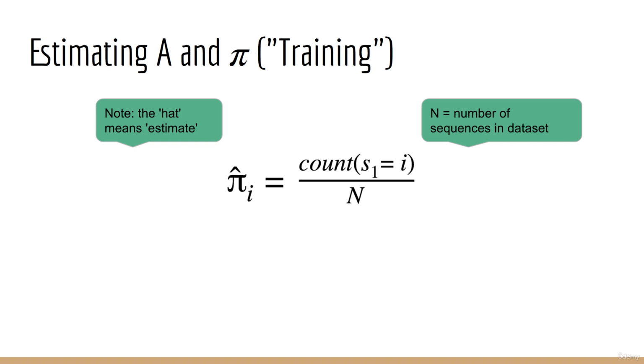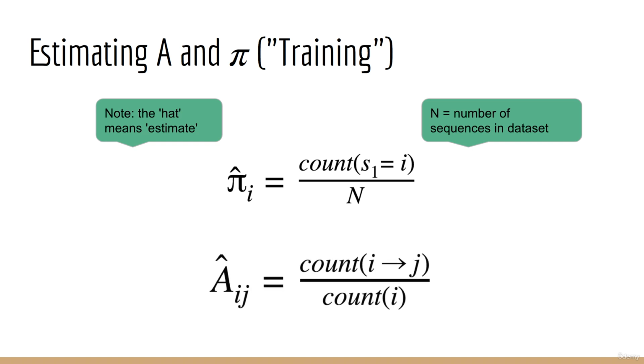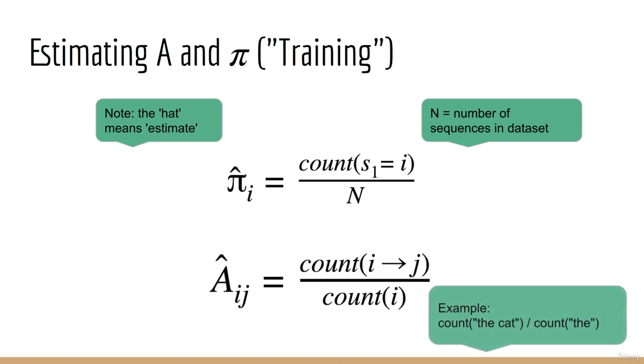Okay, so what about A_ij? Our best guess for A_ij is the number of times we transition from state i to state j, divided by the total number of times we were in state i. Now, just in case this is a bit confusing, let's think of an example. Suppose that we're working with the English language and each state is a word. We would like to know what is the probability of seeing the word cat following the word the. This is simply the number of times we see the sequence "the cat" divided by the total number of times we see the word "the" by itself.